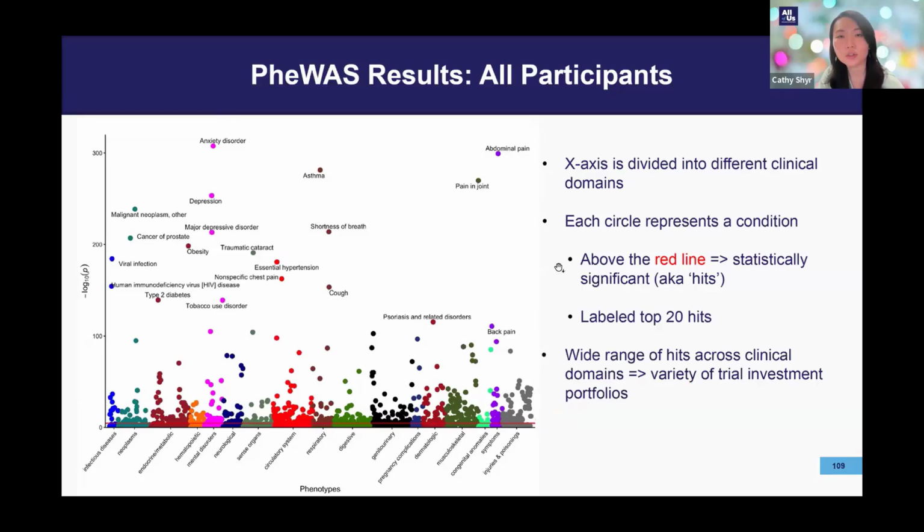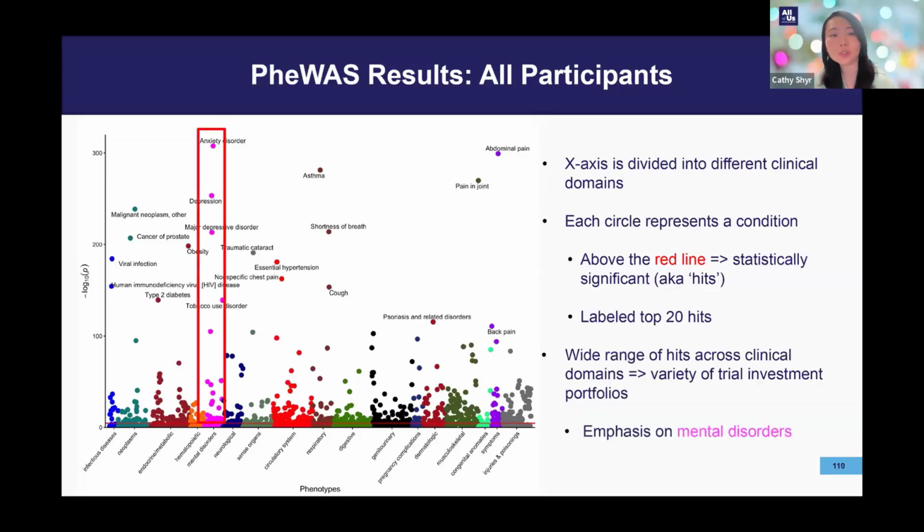Just at a glance, we really discovered that there was a wide range of hits across different clinical domains that reflects a variety of trial investment portfolios at that time. We also see different skyscrapers that really stand out on this Manhattan plot, specifically this pink one, which showed us that there was an emphasis on trial investment for mental disorders.